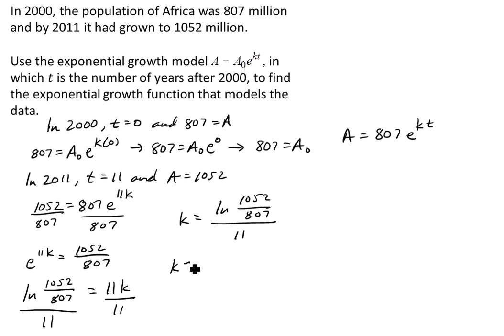So we'll go ahead and punch that in our calculator here to get a decimal approximation. That comes out to 0.0241 and so on. We'll go ahead and round it there to 4 decimal places. So now using that value of k, I can complete my exponential growth function, which should look like A equals 807 times e to the 0.0241t.